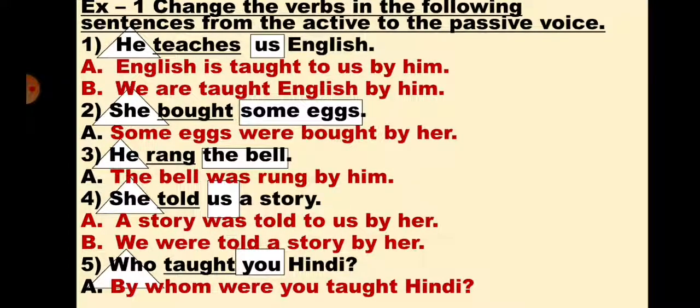Fifth, who taught you Hindi? Who is the subject, taught is a verb, you is an object. Hindi is an extra word. Who, it's an interrogative sentence, so for who we'll use the word by whom. By whom, subject is not there. So we'll use verb. By whom were you taught? Verb already is in a third form, so same we are going to write here, taught. By whom were you taught Hindi? And then after that, question mark.